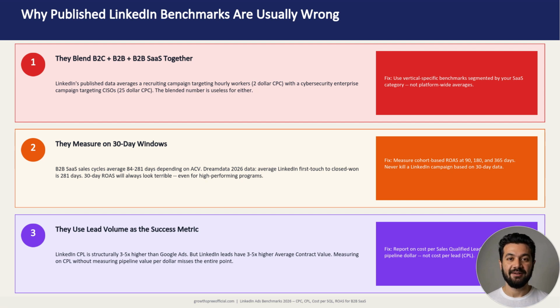Most LinkedIn benchmark reports are wrong. They average across industries, company sizes, and funnel stages, then publish one number. That number is useless. A cost per lead of $200 looks bad for a $3,000 ACV product and excellent for a $100,000 contract. The metric only matters against your average contract value. That is the lens this entire guide uses.